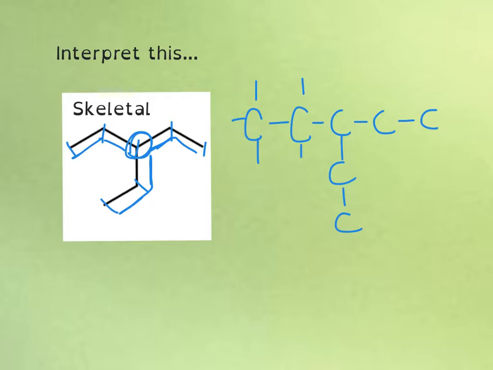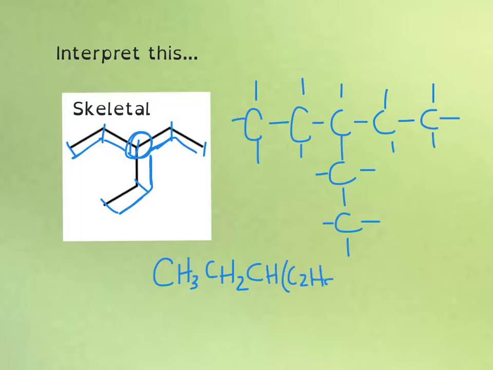Because no other atoms are shown, we can assume all of these other spaces that would need to be filled for carbon's tetravalent bonding would be filled with hydrogens. So this molecule is CH3, CH2, CH with an ethyl group attached to it. Maybe you draw it like this. Maybe you'd have a CH2, CH3 as your branch, and then CH2, CH3.